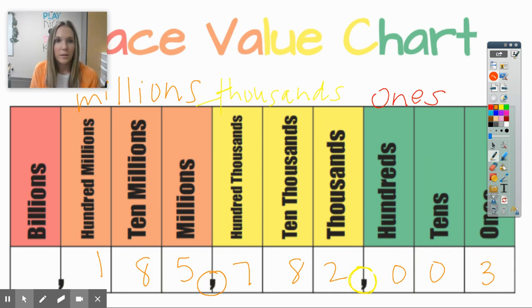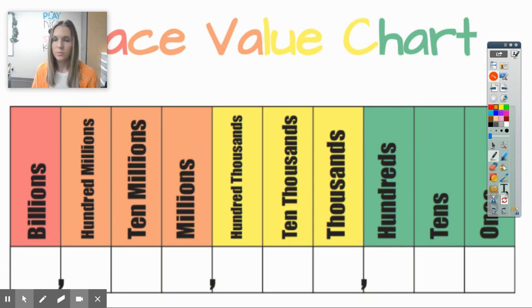Okay, and then the last place is the billions. So that period right there, that comma is representing the billions place. Okay, so guys, all you need to put on yours is ones, thousands, and millions in your interactive notebook if that's going to help you. Okay? All right. Go to our next slide.